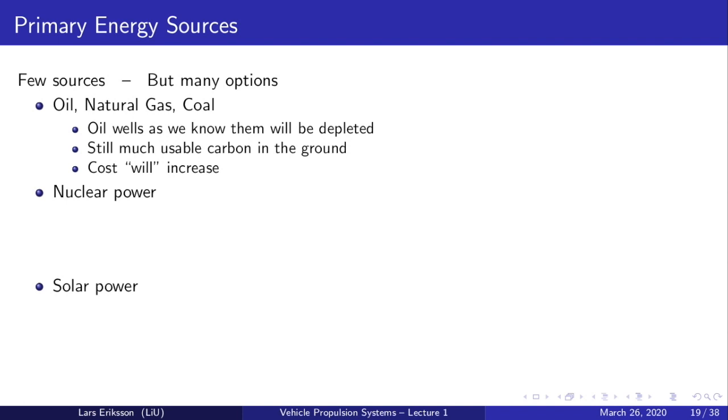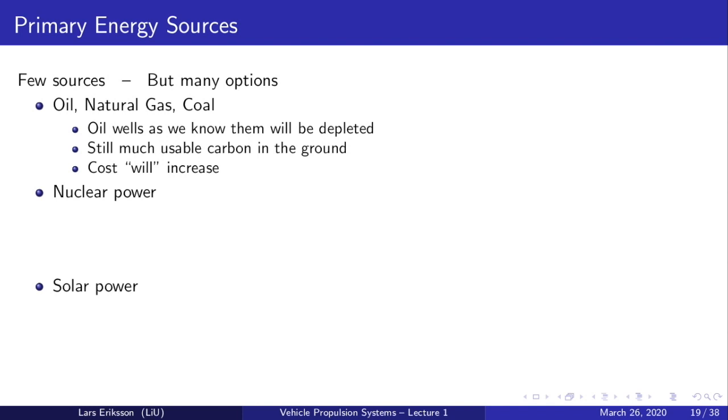Still, there is much usable carbon in the ground, not only in oil wells, but also in coal, etc. The thing that we know is that the cost will increase to extract more of it, but right now we have a situation where there is not so much demand, so the price is not increasing, due to the drop in demand instead. But it will be more expensive to extract the oil in the future.